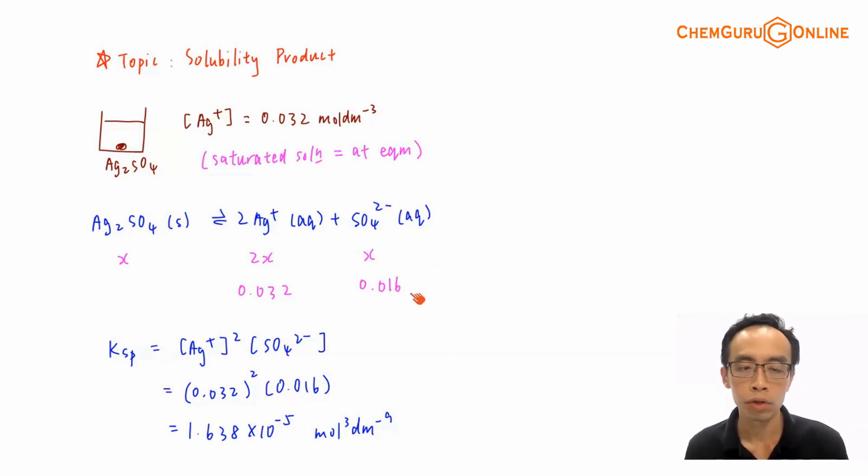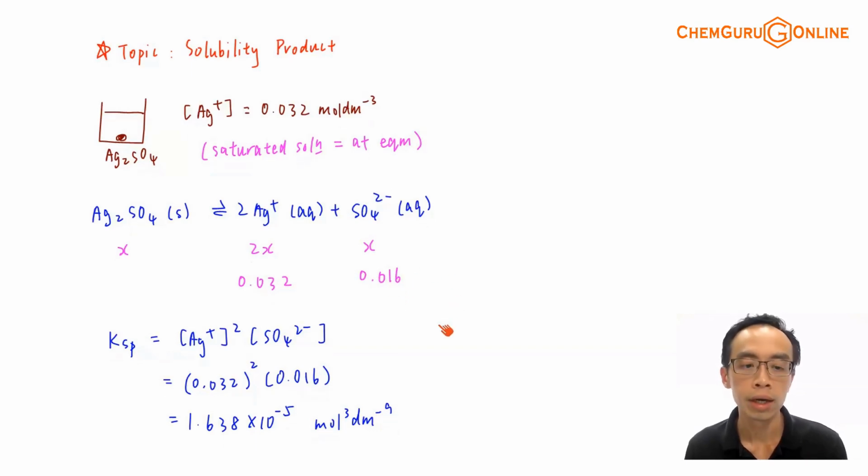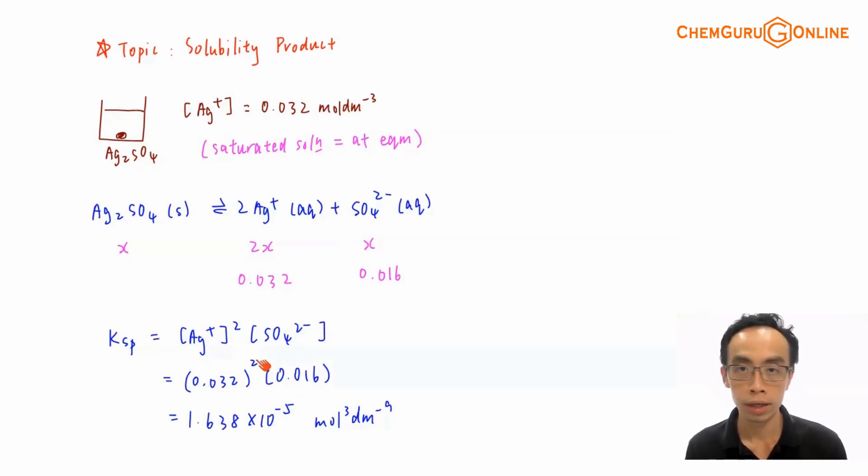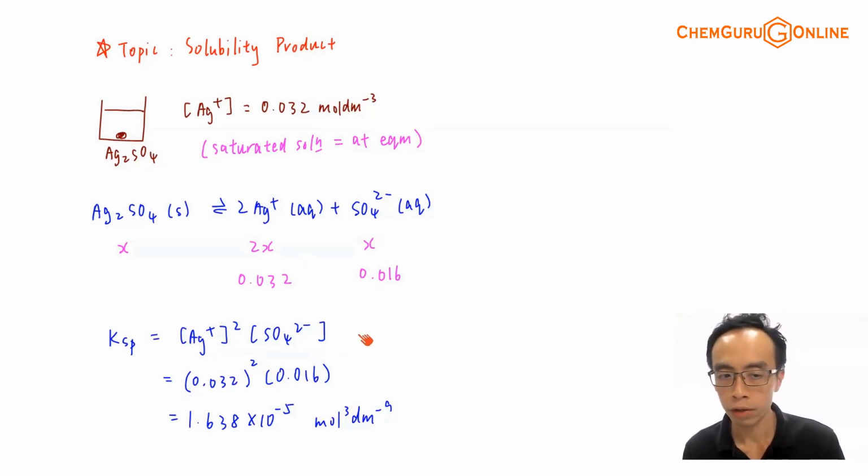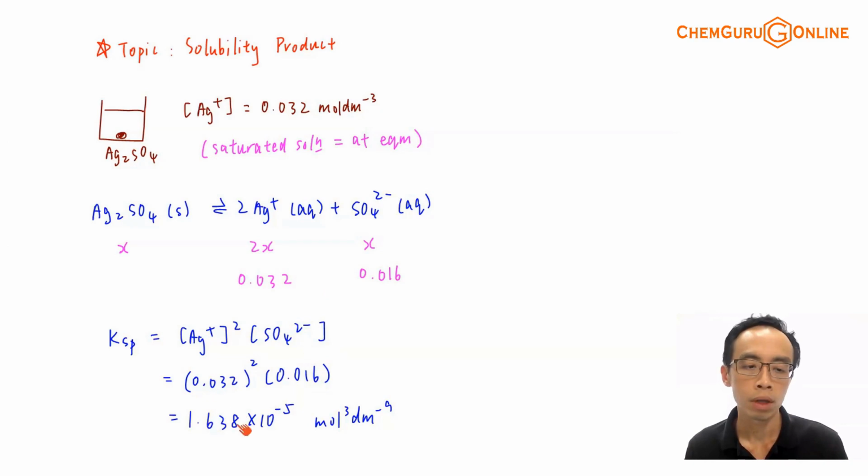So I know that the concentration of Ag+ at equilibrium is 0.032, 2x, and the concentration of sulfate will be 0.016, which is x. And therefore, I can sub this into my Ksp expression. Ksp is Ag+ concentration squared multiplied by sulfate concentration. Plug in the values, 0.032 for the concentration of Ag+, 0.016 for the concentration of sulfate. Then my Ksp will be 1.638 times 10 to the power of minus 5.